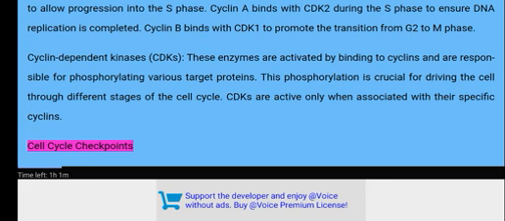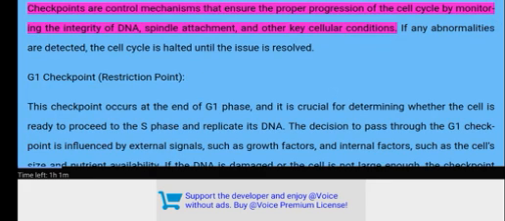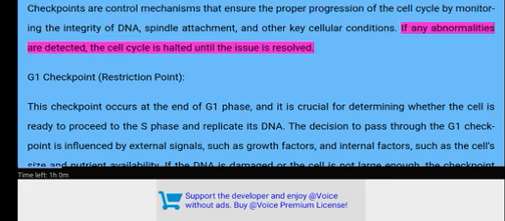Cell cycle checkpoints. Checkpoints are control mechanisms that ensure the proper progression of the cell cycle by monitoring the integrity of DNA, spindle attachment, and other key cellular conditions. If any abnormalities are detected, the cell cycle is halted until the issue is resolved.